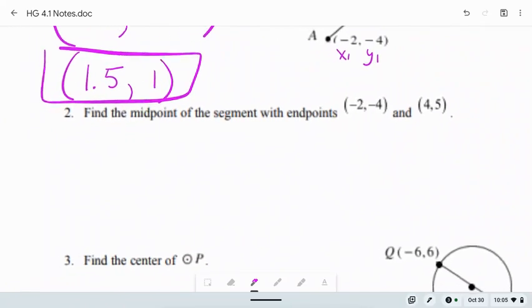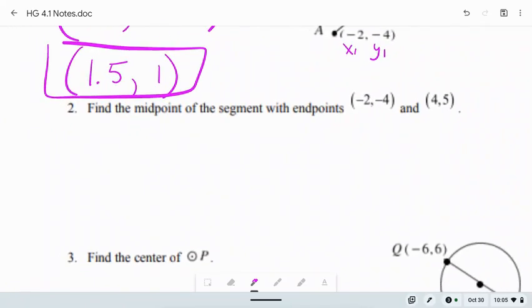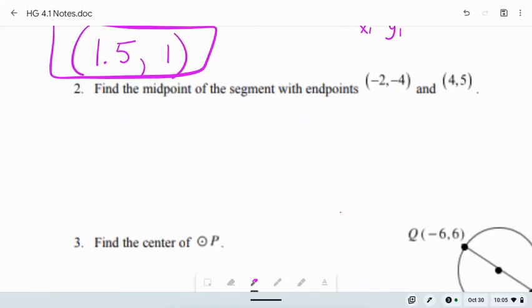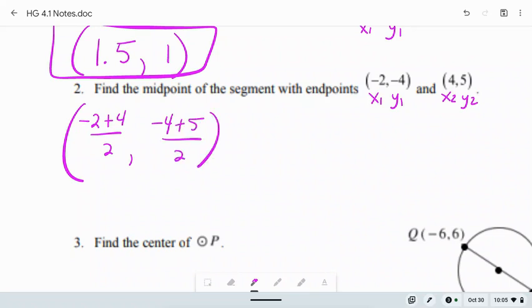Okay, number 2, again, it says find the midpoint of the segment, and it gives us the 2 endpoints. The only difference here is it just doesn't give us the diagram. So I'm going to call the first point my x1, y1, my second point the x2, y2, and then to find the midpoint, I'm going to add those x's together. So -2 plus 4 divided by 2, add the y's together, -4 plus 5, and divide that by 2.